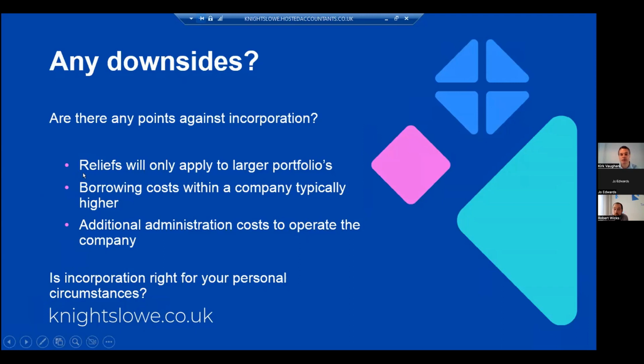Like I mentioned earlier, the reliefs will only apply to larger portfolios, so it's only really the larger property businesses that this planning works for. And the other disadvantage is that there are additional administrative costs of operating a company. So, for example, you need to file statutory accounts, complete a confirmation statement, and do a corporation tax return. But even bearing that in mind, typically it is still worthwhile transferring your business into a company.